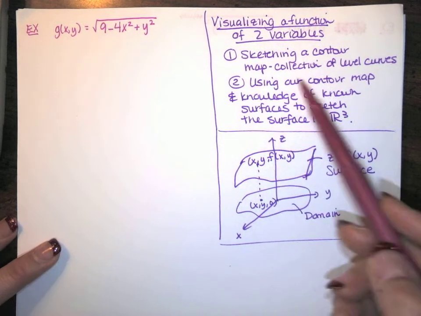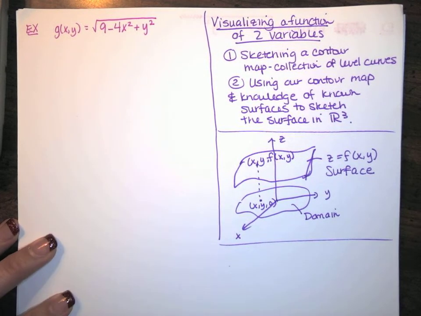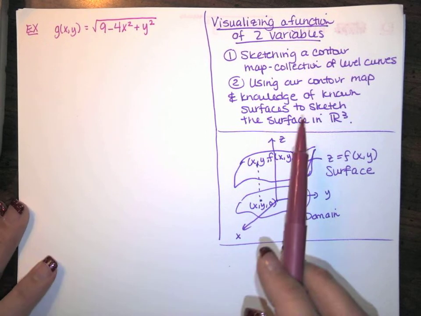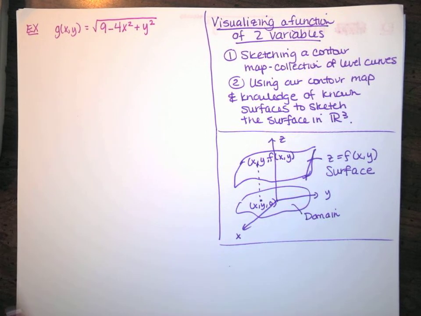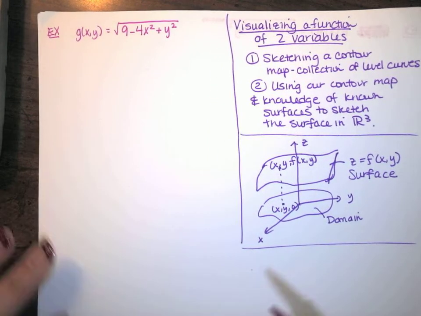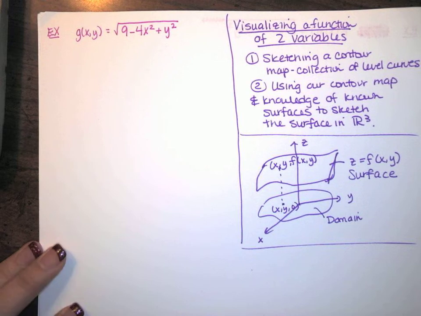So we're going to sketch a contour map to get some sense of what's happening with this function g of xy. And then we're also going to look at our contour map and use it plus our knowledge of surfaces from previous chapters to sketch this surface in three-dimensional space. Okay, so let's start by sketching our contour map.